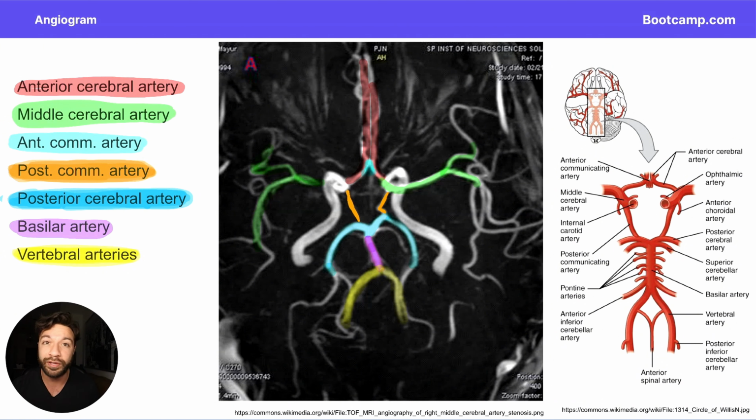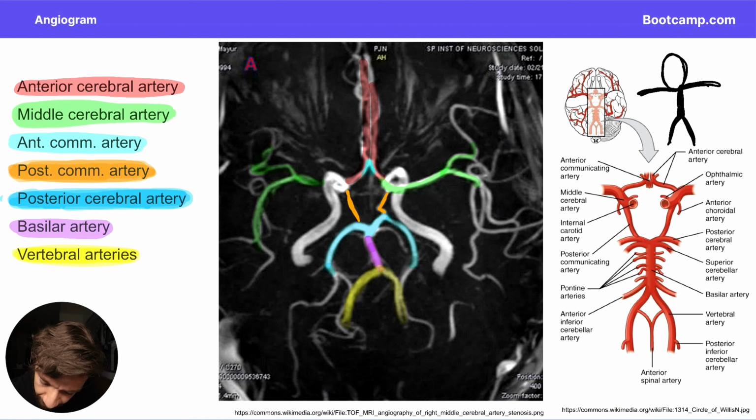And if you think about it, it kind of looks like a stick man with a massive head wearing some sort of crown. We're going to have our two legs, which are going to be our vertebral arteries, our body, which is going to be that basilar artery. We're going to have our arms coming off. These are going to be our posterior cerebral arteries. And we're going to have this massive head.